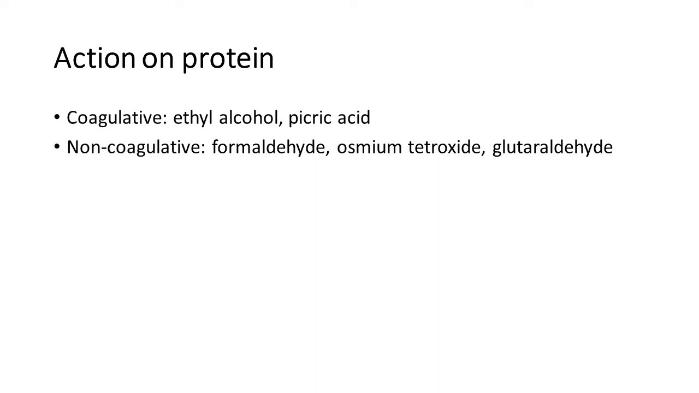Then according to the action on protein, there are two types, coagulative and non-coagulative. For coagulative fixatives, examples are ethyl alcohol and picric acid. These act on the protein, the amino acids or side chains, and produce coagulation. But for non-coagulative fixatives, examples are formaldehyde, osmium tetroxide and glutaraldehyde. Here the fixative reacts with the protein parts, the amino acids, especially the side chains, but it does not produce coagulation. We will discuss in detail later how the fixatives act on the protein and how coagulation or non-coagulation is produced.